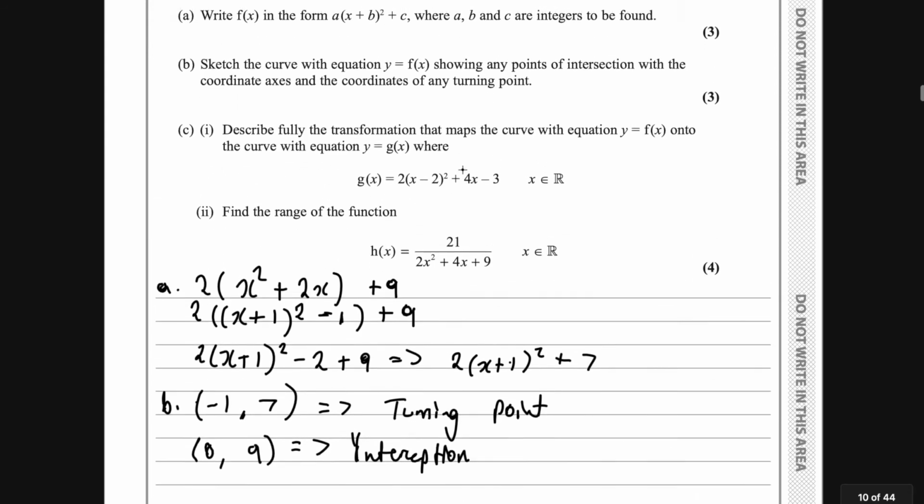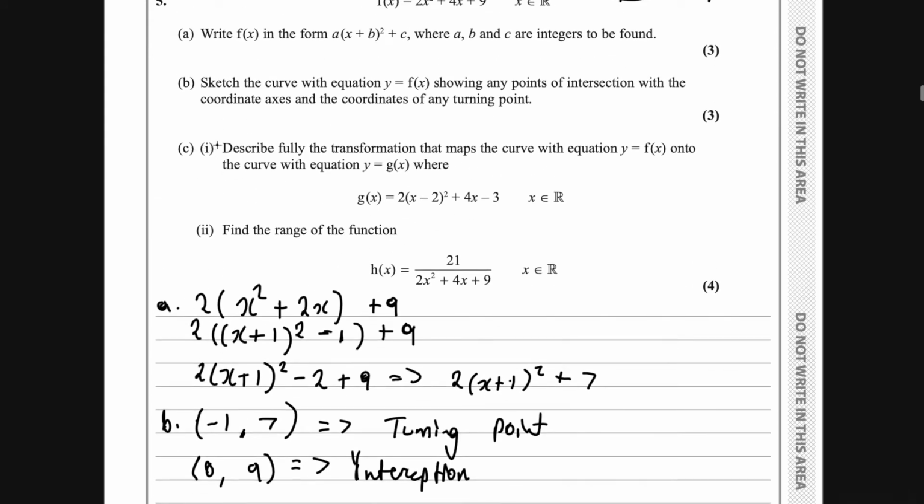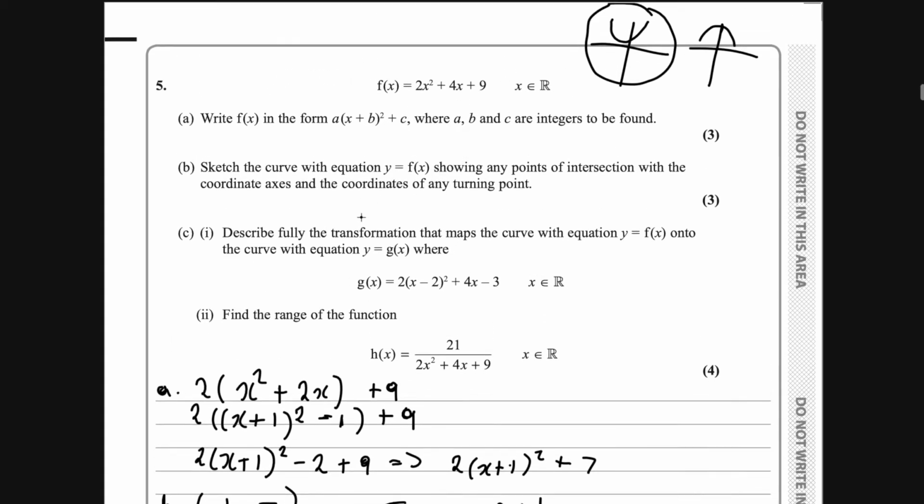For part C, part I, we're asked to fully describe the transformation that maps the curve with equation y equals f of x onto the curve with equation y equals g of x. Now, in terms of these transformations, what you really want to be looking for are a set of patterns, okay? And what we can see here is a sense of commonality between f of x and g of x, where we've got a 2x squared term plus 4x plus 9. Here we've got a 2 times x minus 2 squared term plus 4x minus 3.